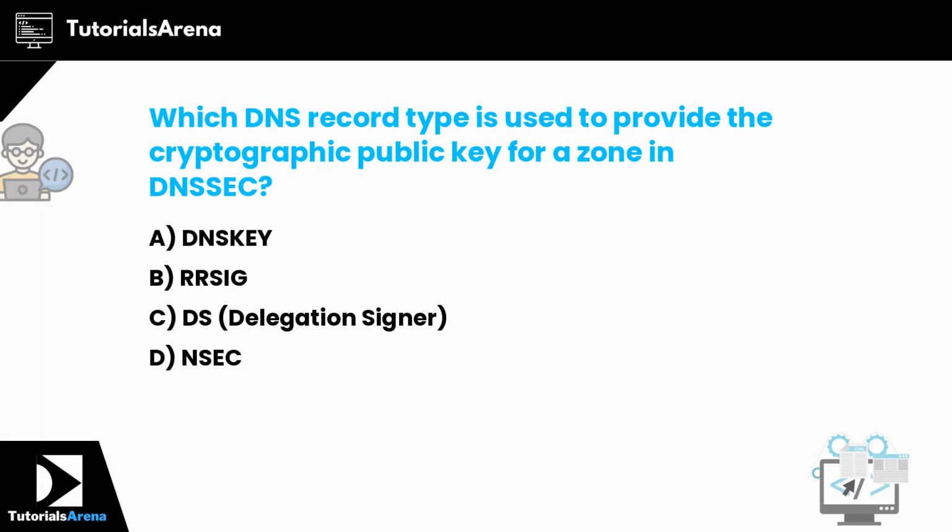Which DNS record type is used to provide the cryptographic public key for a zone in DNSSEC? The correct answer is option A, DNSKEY.